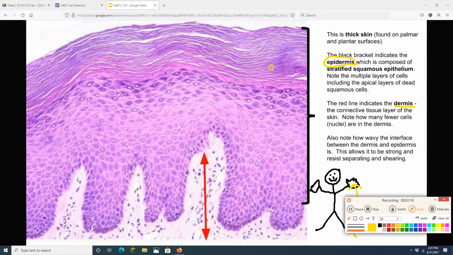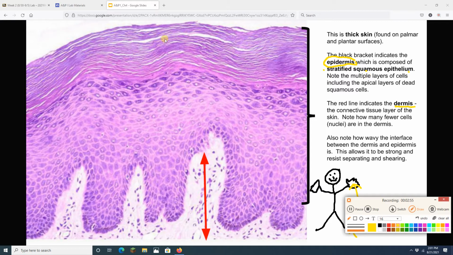Now, the epidermis, this layer right here, is made out of stratified squamous epithelium. Look how many layers of cells, or look how many layers of nuclei we have here. Lots of layers of nuclei. And actually, these are all cells up top here. They're just dead cells, so you don't see the nucleus anymore. But this is multiple layers of cells. That is what makes this a stratified epithelium.